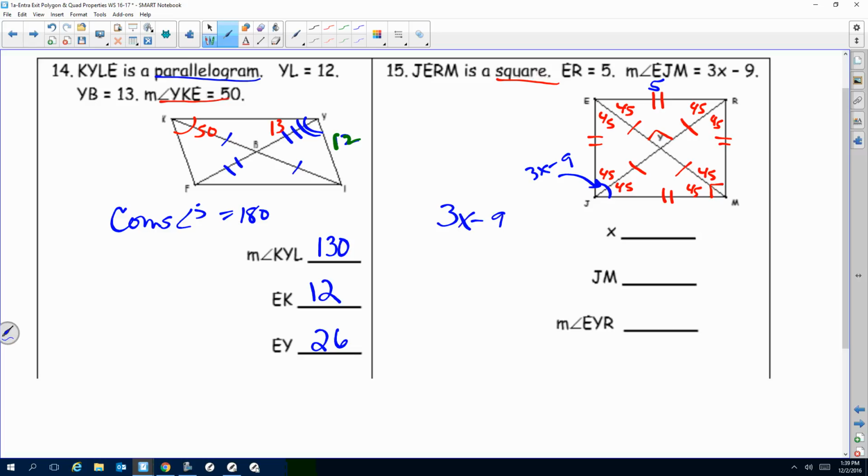Yeah, 3x minus 9 equals 90. Okay, because it's pointing to that right angle. That means x is going to be 11. Yeah, you didn't divide. It's 33. And then JM, real easy. Yeah, done. And then 90, done. Okay.